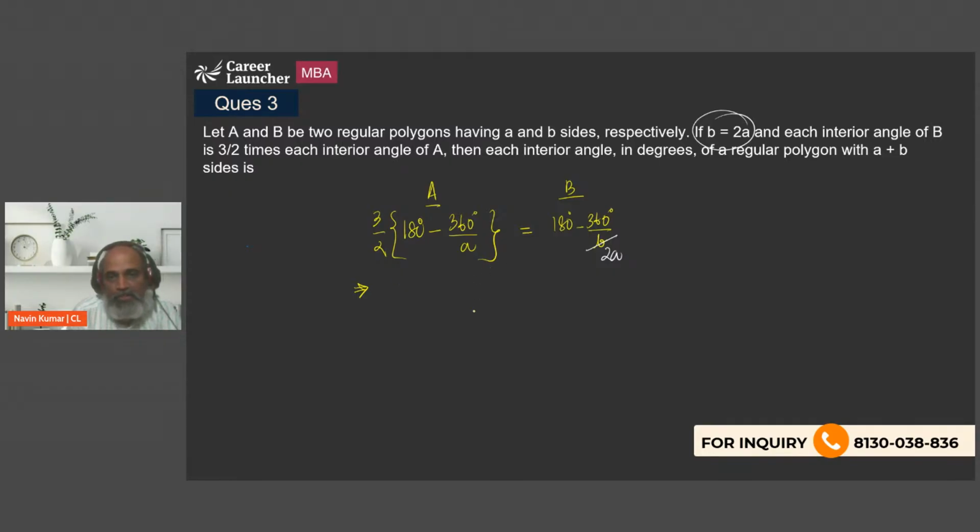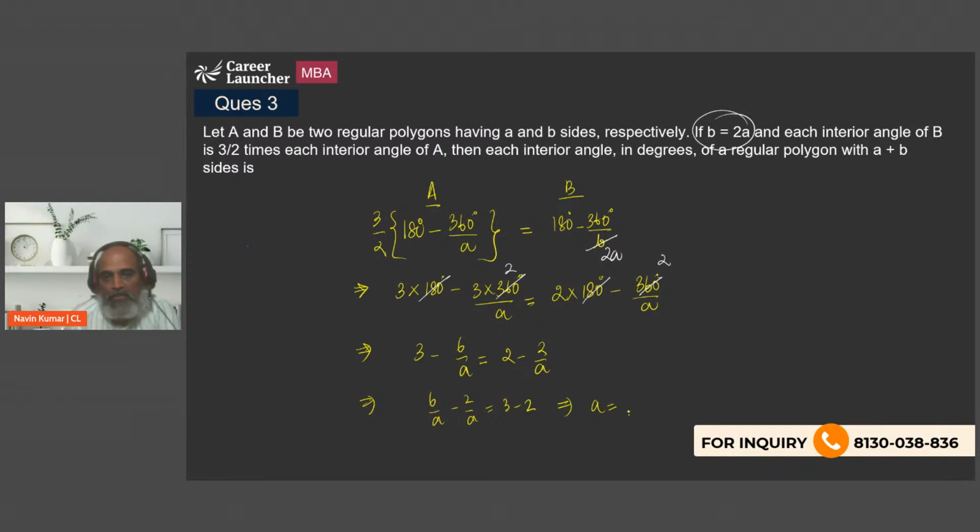So if we rearrange, we will have 3 times 180 degrees minus 3 times 360 degrees upon A is equal to 2 times 180 degrees minus 2 times 360 degrees upon 2A, which is going to be 360 degrees upon A. Now, if we cancel out 180 degrees throughout, we get 3 minus 6 upon A is equal to 2 minus 2 upon A. Now, if we rearrange, we will be getting 6 by A minus 2 by A is equal to 3 minus 2. Or from here, we will be getting A is equal to 4.